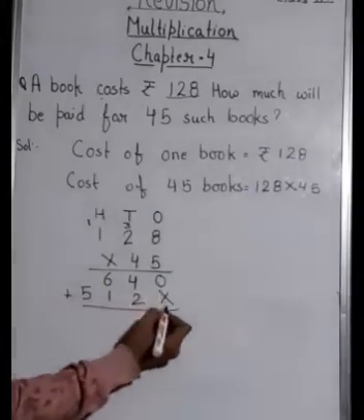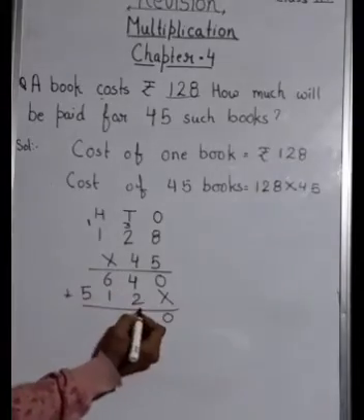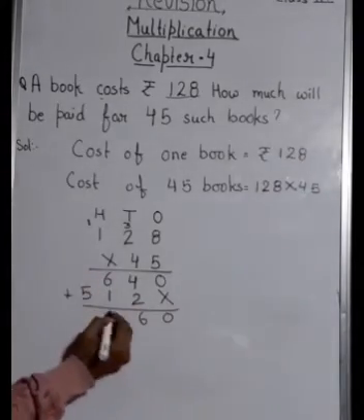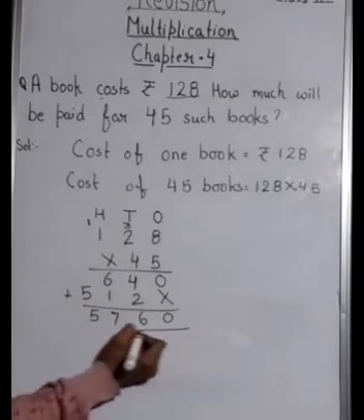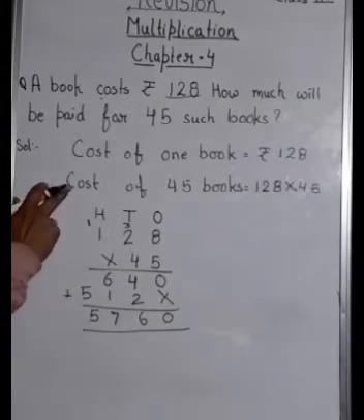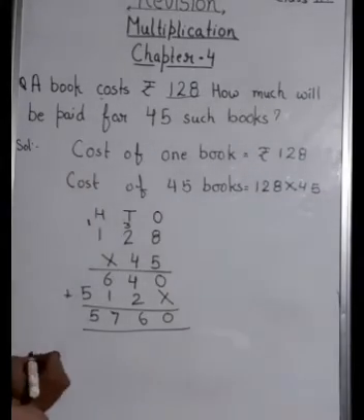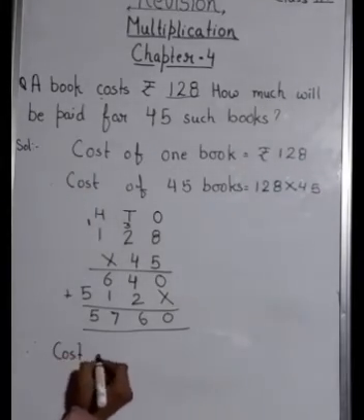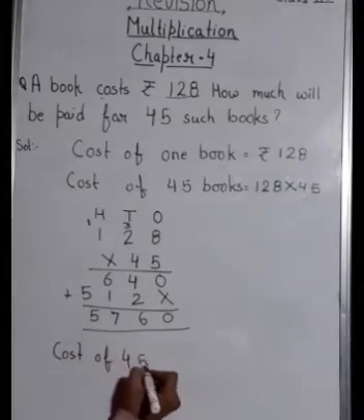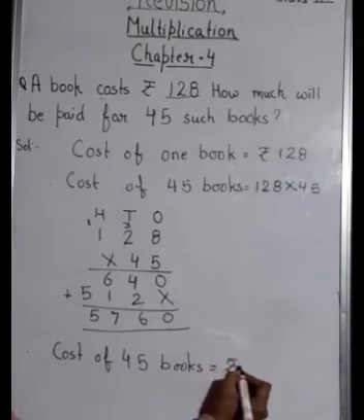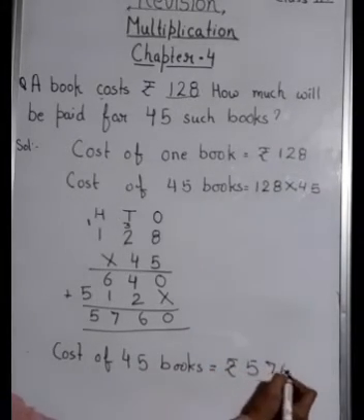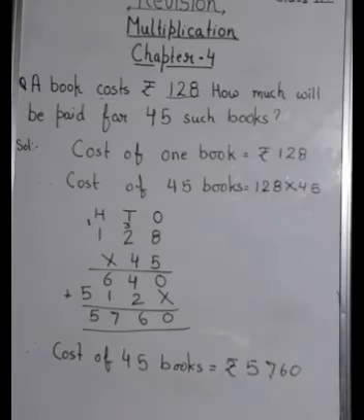Now you have to add them. So 0 will be written as it is. 4 plus 2 will be your 6. 6 plus 1 will be 7. And as there is no number, so 5 will be written as it is. So what you will be writing? The cost of, or you can write therefore, cost of 45 books is equal to rupees 5,760. Clear?